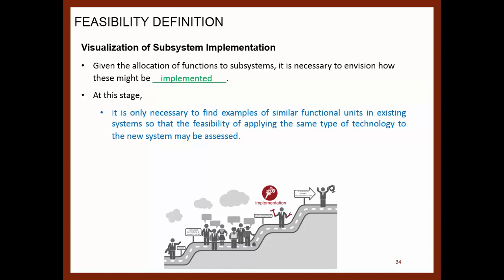It is only necessary to find examples of similar functional units in existing systems so that the feasibility of applying the same type of technology to the new system may be assessed. So if you are developing a new transportation system that is going to be similar to Uber or to Lyft, then you can validate your new system based on that technology. Right? The same in terms of operational objectives. This is something that can be done because it's being replicated here or here.